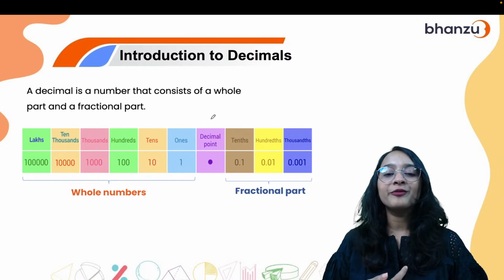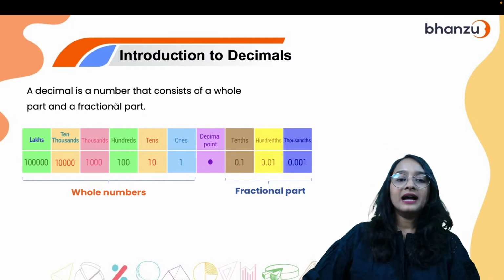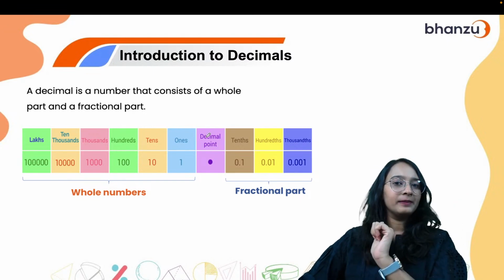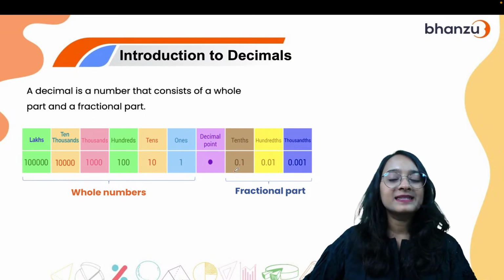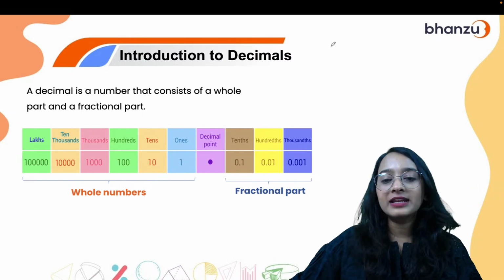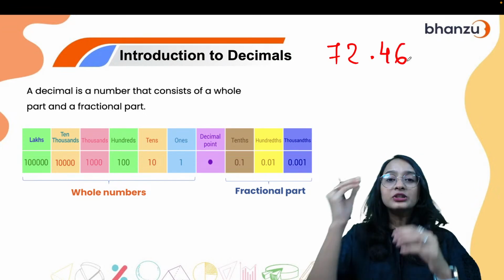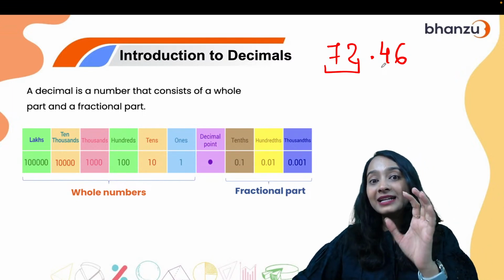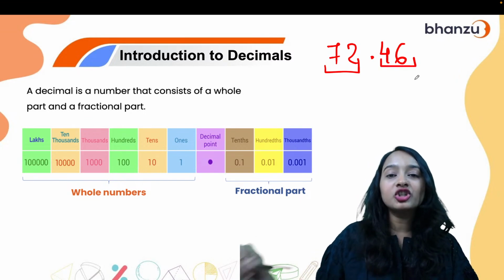So we are going to start off with an introduction to decimals, right? So what is a decimal number? A decimal number is that which consists of a whole number part and a fractional part. And what is there between them? There's a dot. That dot is called a decimal point, right? So if I have a number, for example, 72.46, this 72 is called the whole number part. And the numbers that are there after the decimal point are called the fractional part.